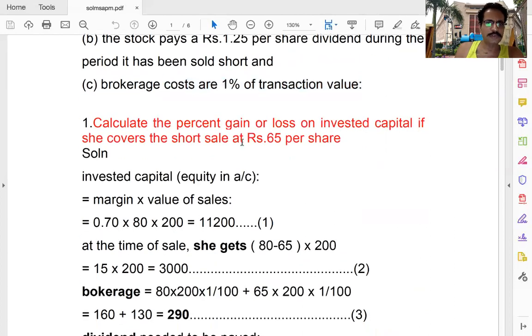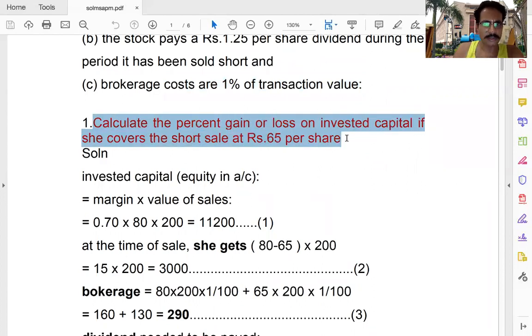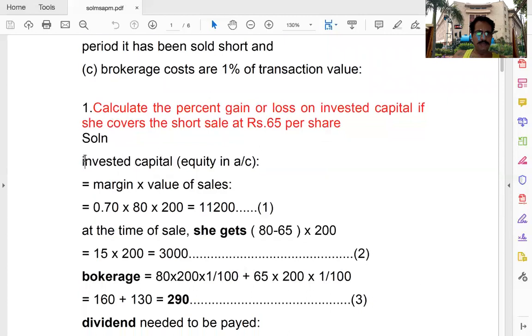the transaction value. So first of all, we are asked to calculate the percentage loss or gain on the invested capital if the short selling is covered at rupees 65 per share, right? So this particular problem is pretty simple. First, you have to calculate the invested capital, which is margin, which is given as 70% times the value of the sale, right? Which comes to 11,200.